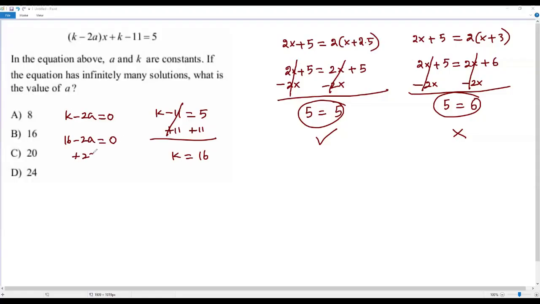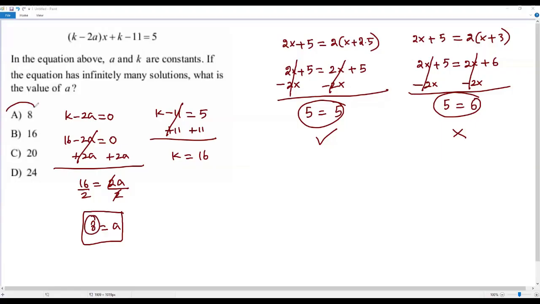Now let me add 2a to both sides. When I do so, the negative 2a and positive 2a will cancel out. Then I am getting 16 = 2a. Let me divide both sides by 2. Then this 2 will cancel out. 16 divided by 2 is 8. On the right side, we get a. I got the value of a. The value of a is 8. And we find this 8 in answer choice A. The correct answer choice for this question is A.